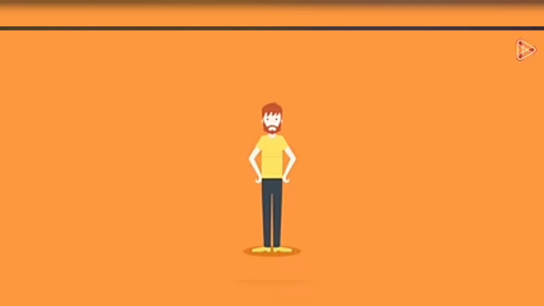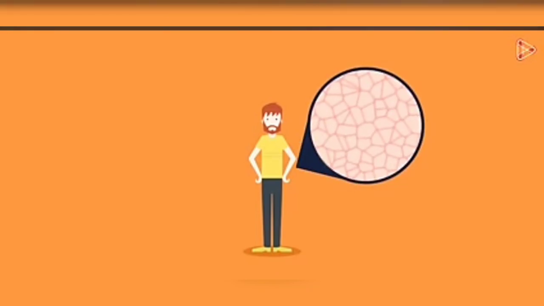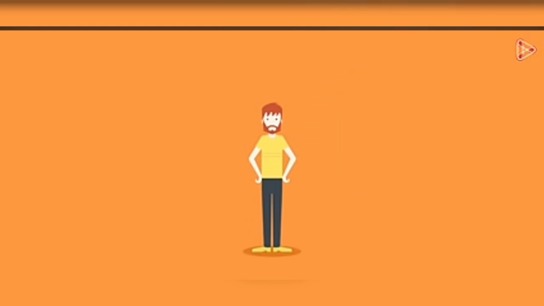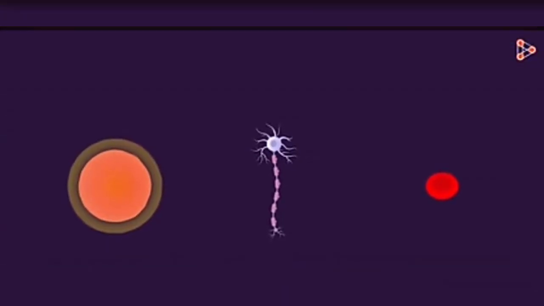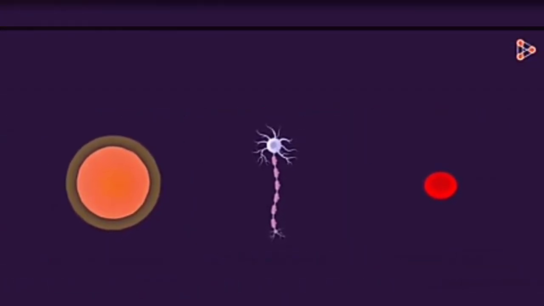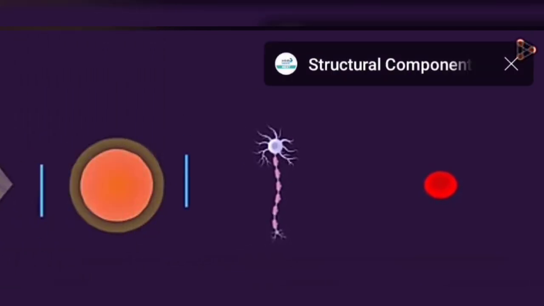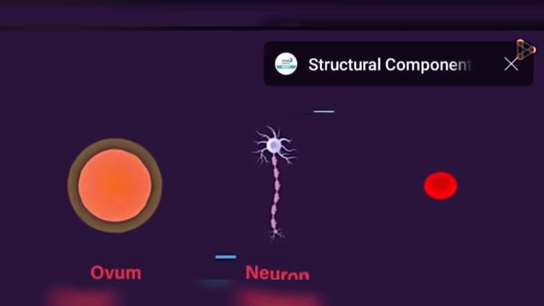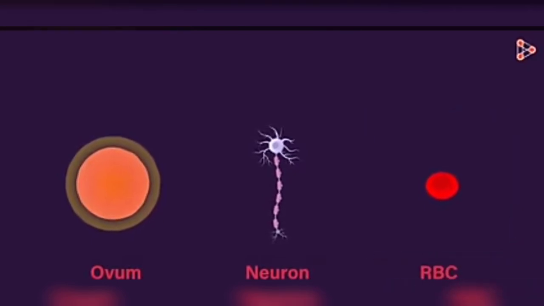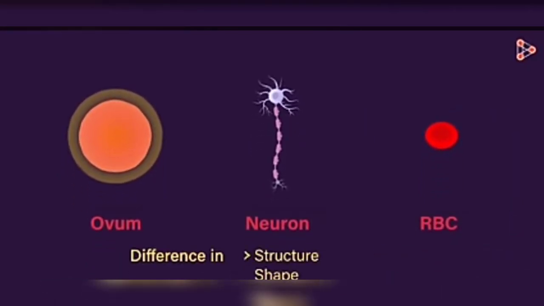Now the next question is, if there are so many cells in the body, are they exactly the same? Of course not. There are different types of cells in our body. See, these are three different types of cells, but they belong to a single body. This cell is the ovum cell, this is the neuron, and this is the red blood cell. They differ only in structure, shape and size.